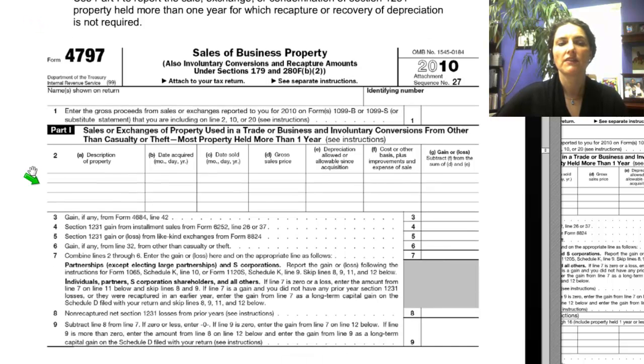So here you see we have property held, and you enter a description of the property, the date acquired, the date sold, and you want to see that it was held more than 1 year. You enter the sales price, any depreciation that was allowed or allowable since the acquisition, the cost of the property, and any gain or loss on the sale of that property. You'll also see that Part 1 provides space to enter amounts figured on other forms.